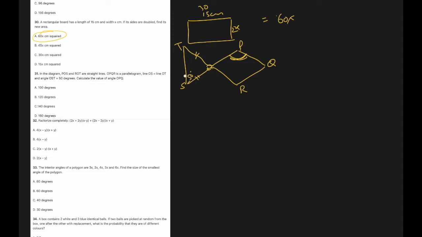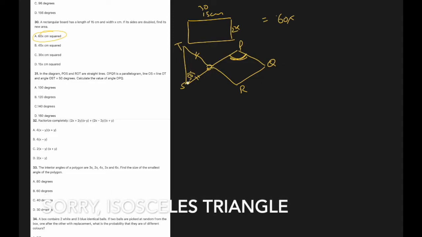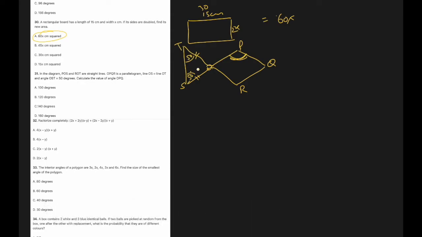Okay, so if this is 50, this is an isosceles triangle, correct? This will be 50. So 50 plus 50 is 100, so remaining 80 is here. So this is 80 because vertically opposite angles are always equal. In a parallelogram, the adjacent angles add up to 180. So this will be 100 degrees. P is 100 degrees.